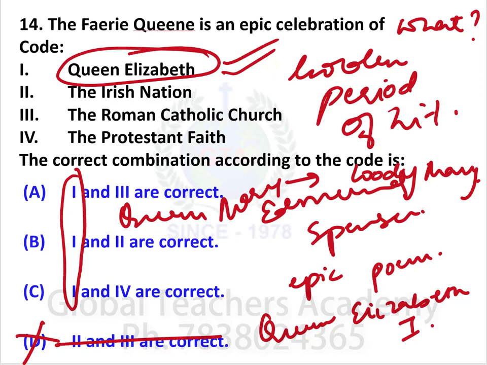Right? So, golden period of literature, Queen Elizabeth. Also, after Queen Elizabeth, there was James. So with Queen Elizabeth, the Tudor dynasty ended and the Stuart dynasty started. So this is a question that has also appeared.